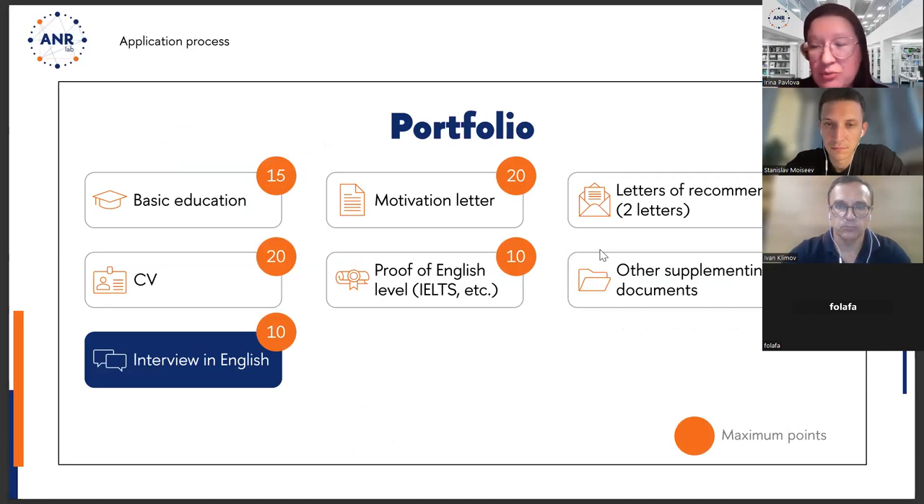And here are very briefly the elements for the portfolio that has to be submitted in the system. We do not have any special exam. We admit the students basing on the portfolio. So there are some obligatory document requirements, such as basic education. For example, we cannot admit a person without basic education in the program. So we have to have an interview, proof of knowledge of English language, because the program is fully taught in English. And also we have some additional documents.